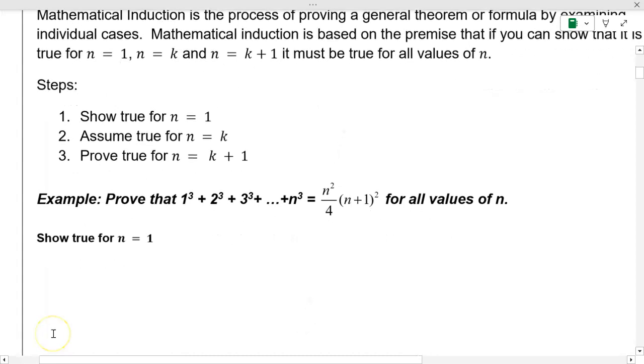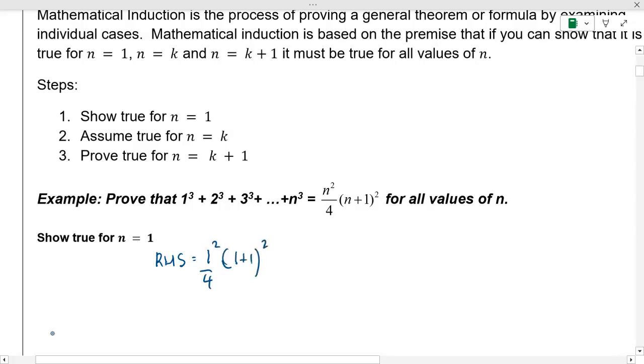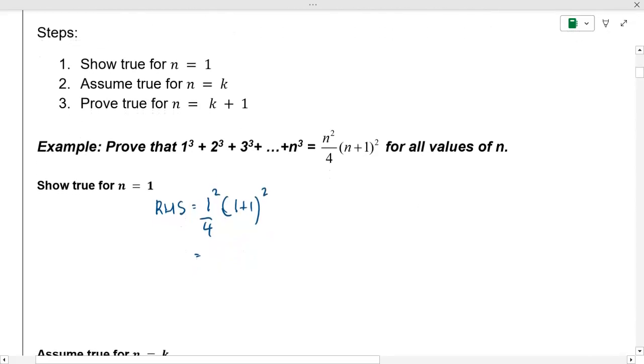So we want to look at the left-hand side and the right-hand side. I'm going to start in this case with the right-hand side. The right-hand side for n equals 1 is going to become 1 squared over 4 times 1 plus 1 squared, which is 1/4 times 1 plus 1 is 2, 2 squared is 4, 1/4 times 4, which is equal to 1. That is actually equal to the left-hand side, which would be our 1 cubed, or if you think of it over here, we're popping our 1 in that n there, 1 cubed, which is 1. So we've shown that it's true for n equals 1.